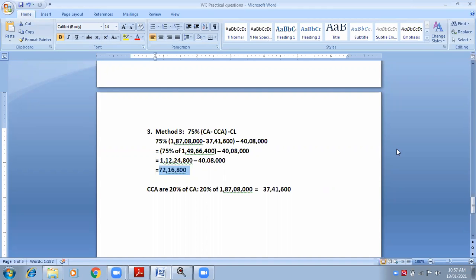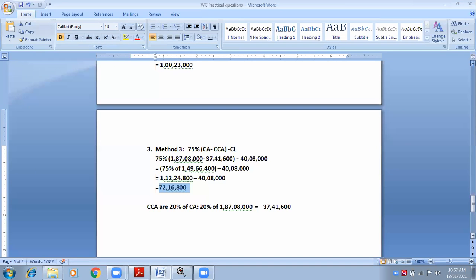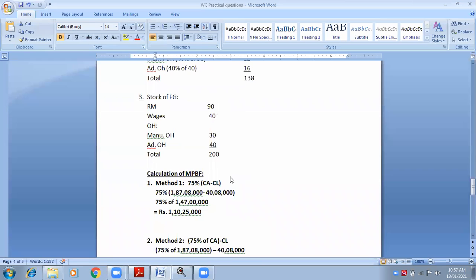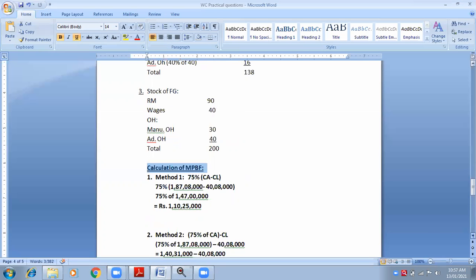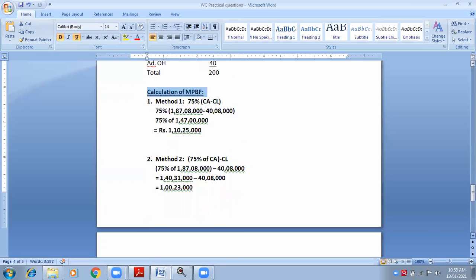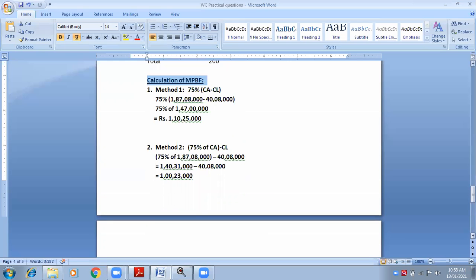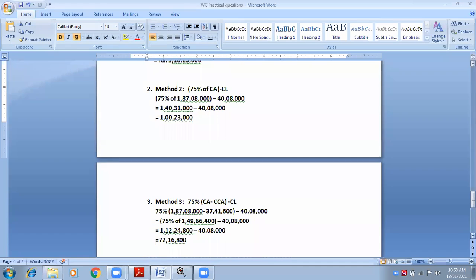What is new for you in this chapter? MPBF method. This MPBF method is new for you. It is not hard and difficult. I suppose it is very, very easy. Is it easy for you all? Do you find it easy or difficult? Easy, ma'am. Only formula is there.